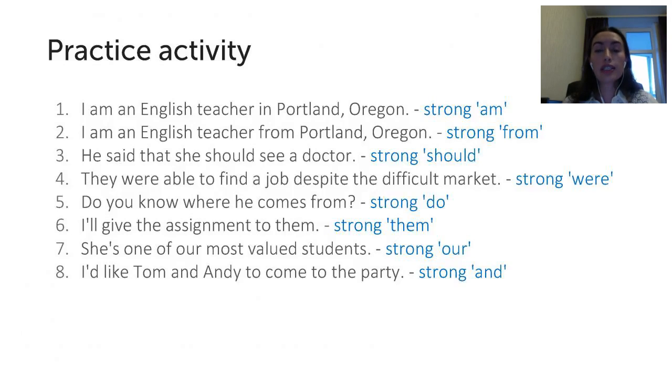He said that she should see a doctor. They were able to find a job despite the difficult market. Do you know where he comes from? But that would, of course, sound more natural. Do you know where he comes from? I'll give the assignments to them. She's one of our most valued students. I'd like Tom and Andy to come to the party.